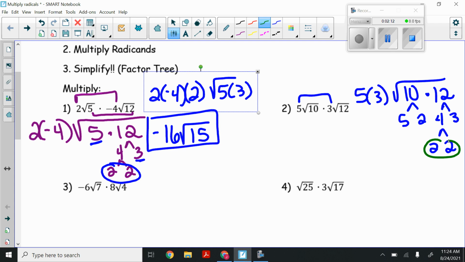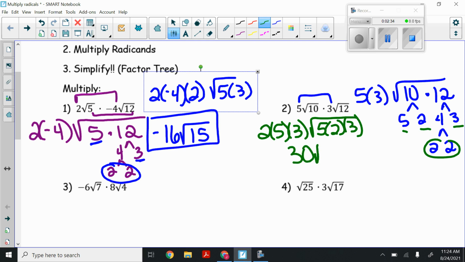I have a pair of 2s. Who does not have a buddy? 3, 2, and 5. The 2 comes outside. I already had a 5 and a 3 outside, so they all get multiplied together. What stays underneath? A 5, a 2, and a 3. So outside, I have 5 times 2 is 10 times 3, 30. Underneath, I also have 30. So 30 square roots of 30 is our answer there.